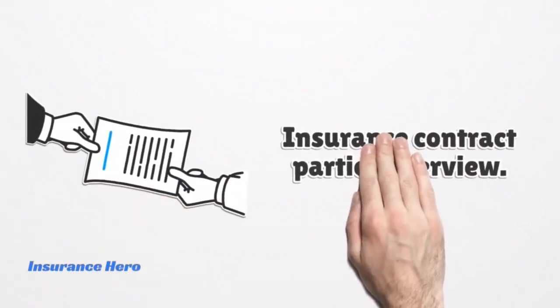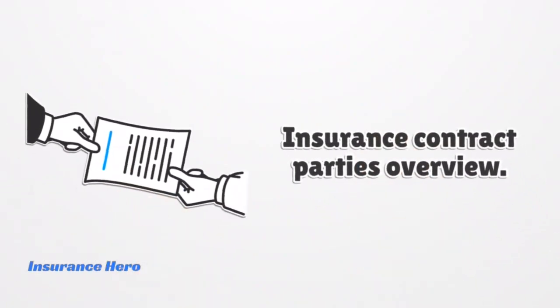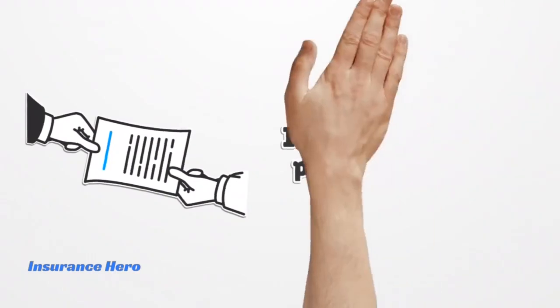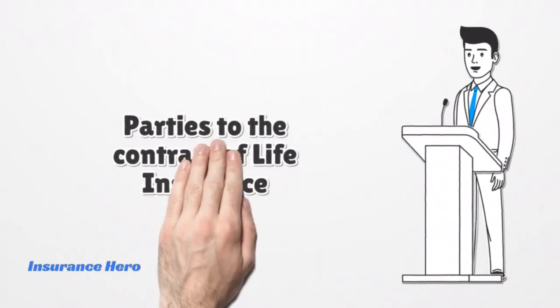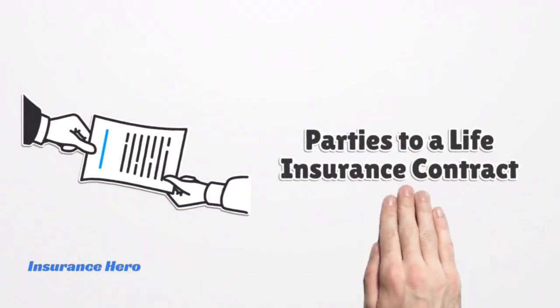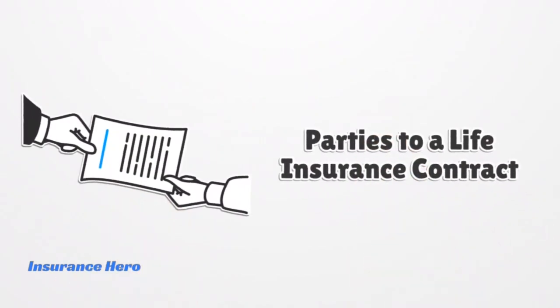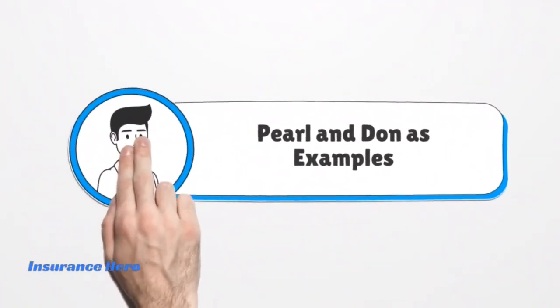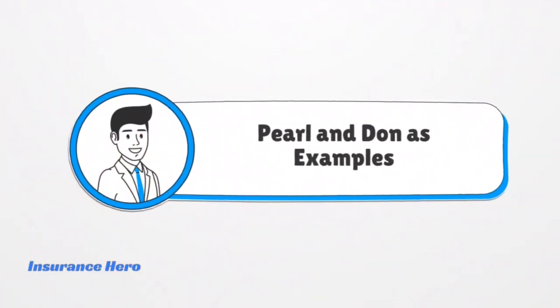Now, let's discuss the various parties involved in an insurance contract. There are typically 5 parties to a life insurance contract. Let's use Pearl and Dawn as examples to illustrate each role.